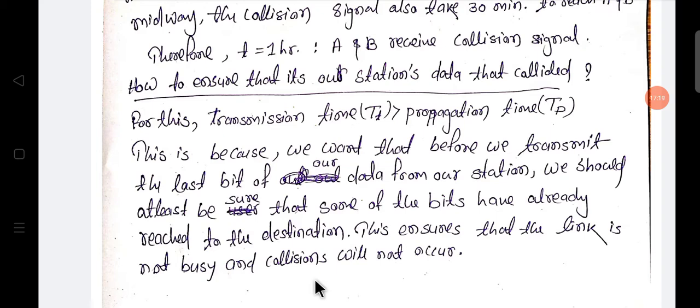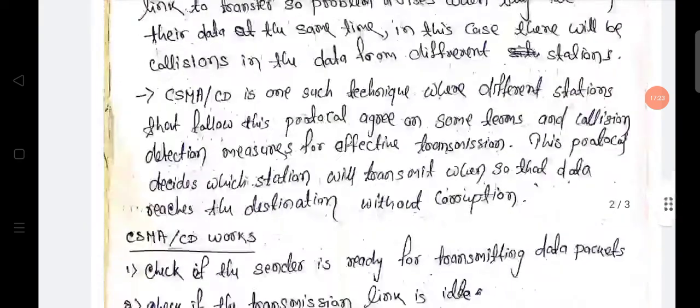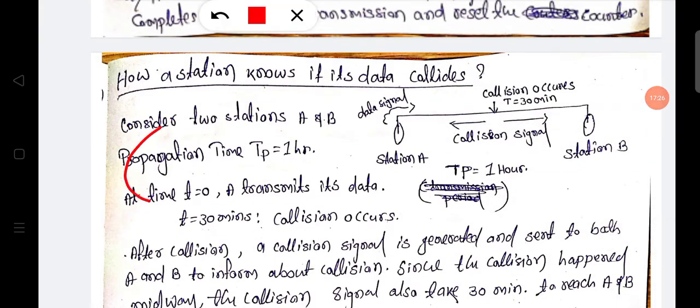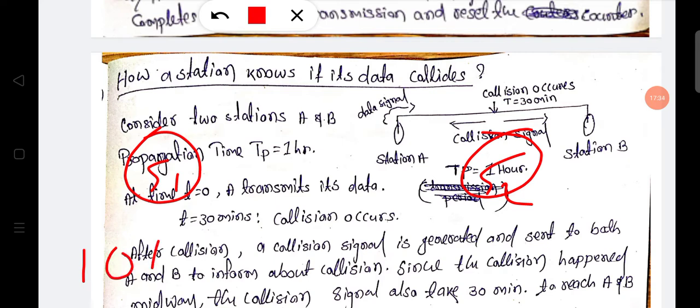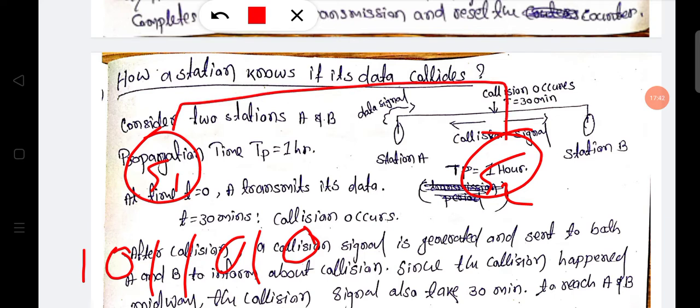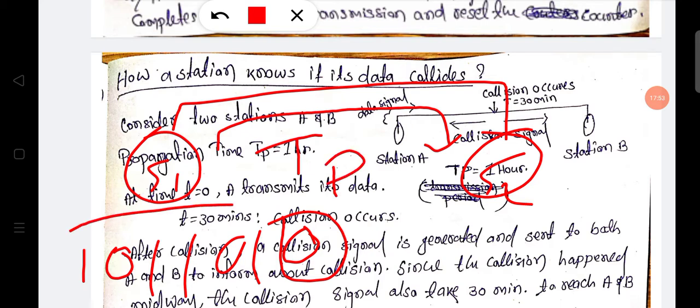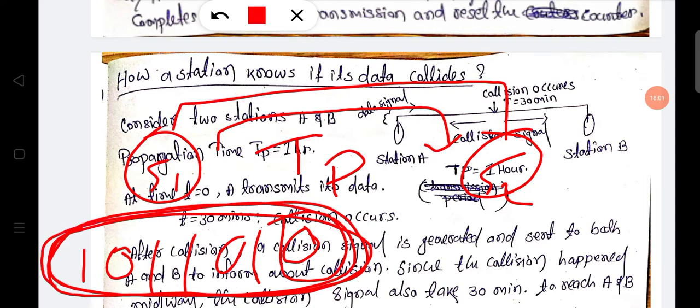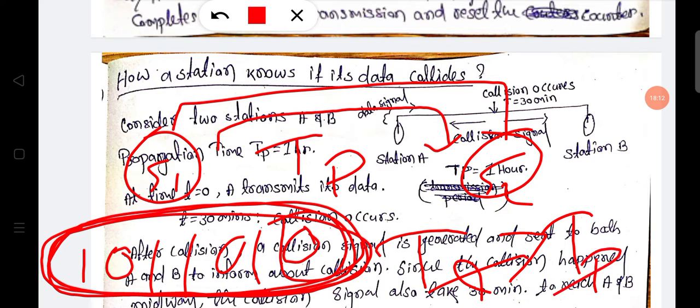Sorry, I told you transmission time wrong. Let's say these are two stations, S1 and S2, and the data is 10110. Propagation time is the time taken by the first bit to go from S1 to S2, which is TP. But the time taken to transmit all the bits of the frame one by one is called transmission time, which is TT. And this TT should always be greater than TP.